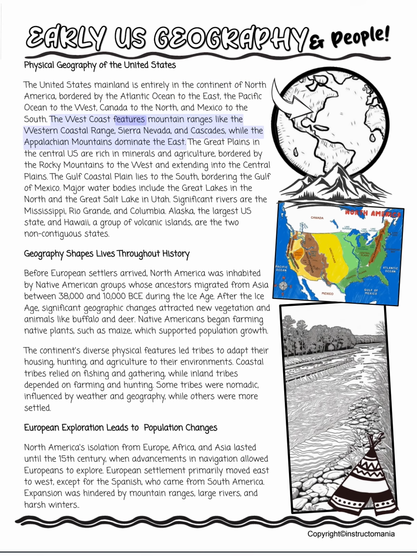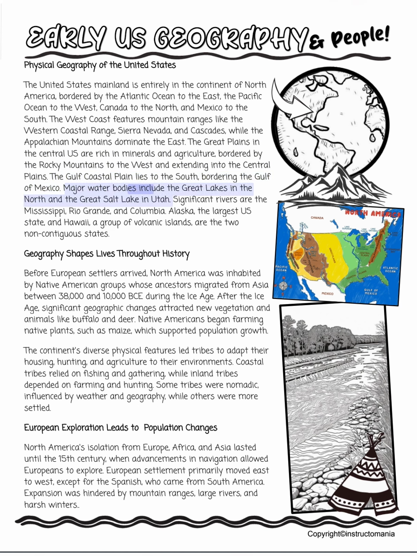The West Coast features mountain ranges like the Western Coastal Range, Sierra Nevada, and Cascades, while the Appalachian Mountains dominate the east. The Great Plains in the central U.S. are rich in minerals and agriculture, bordered by the Rocky Mountains to the west and extending into the Central Plains. The Gulf Coastal Plain lies to the south, bordering the Gulf of Mexico.